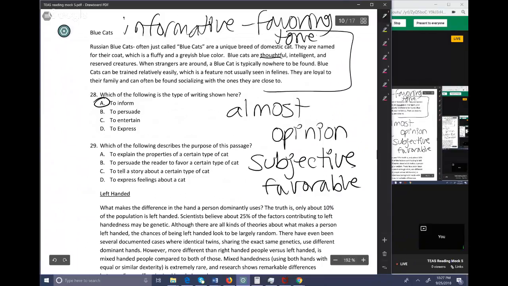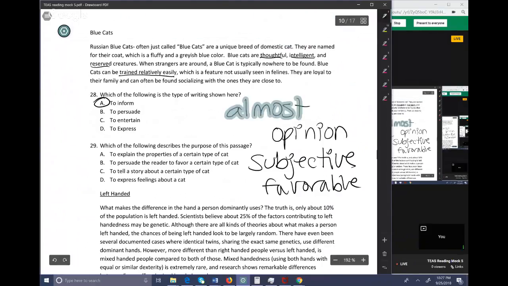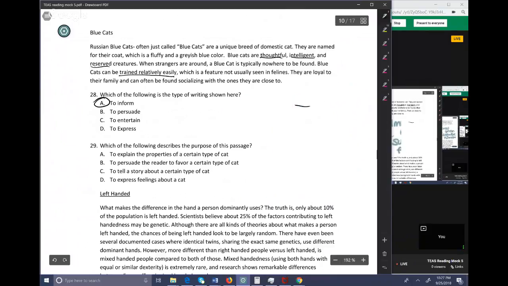They're using words like thoughtful, intelligent, reserved, can be trained easily. Trained easily is not opinionated; that could be kind of proven. But things like intelligent, thoughtful, those are certainly not opinions because they're not saying they're the best or the worst or anything like that. That is still going to fall into the category of inform. Before you send me a text and ask me this, yes, I am absolutely 100% positive that that answer is inform.